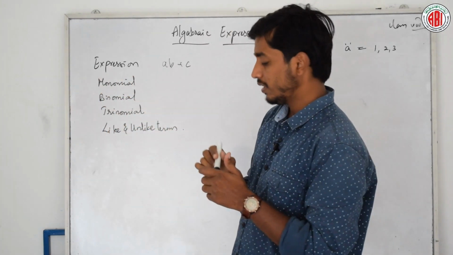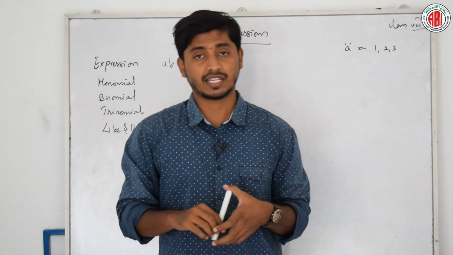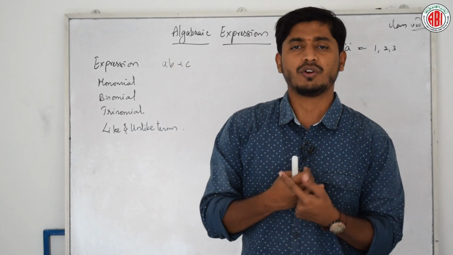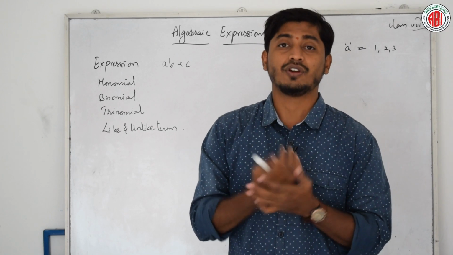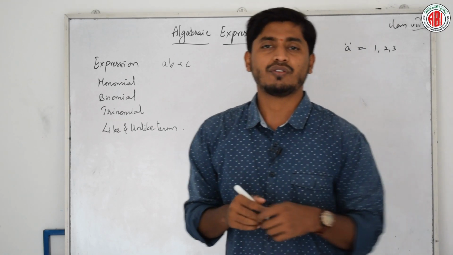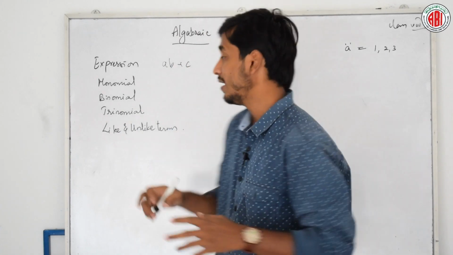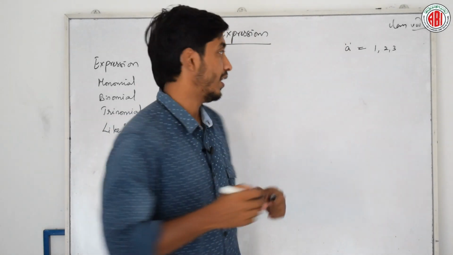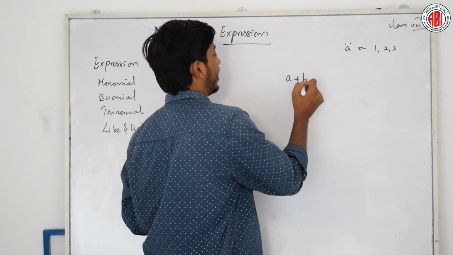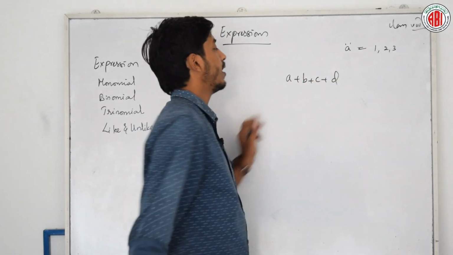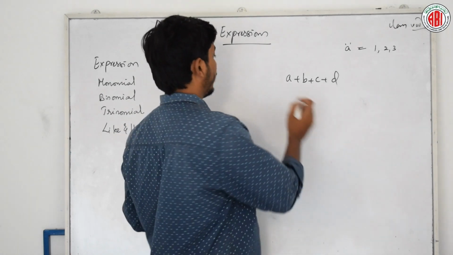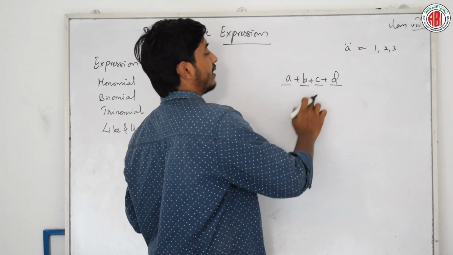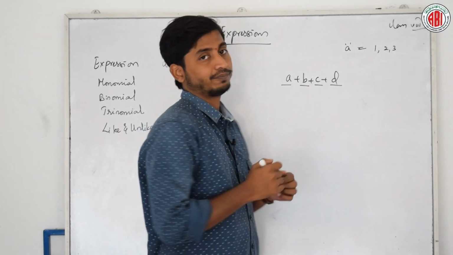Fine. Then what are the different kinds of algebraic expressions? Those are monomial, binomial, trinomial. How do we define these? That is based on the number of terms in it. How do we separate the number of terms? By checking the plus or minus. For example, if I have a plus b plus c plus d, how many terms do I have? Look here: 1, 2, 3, 4. I am separating the terms using the plus sign.